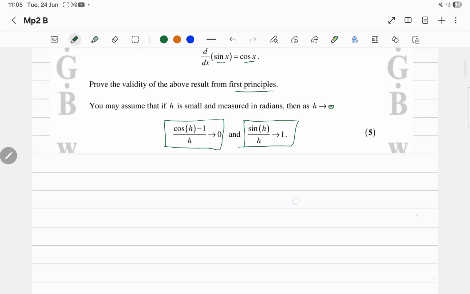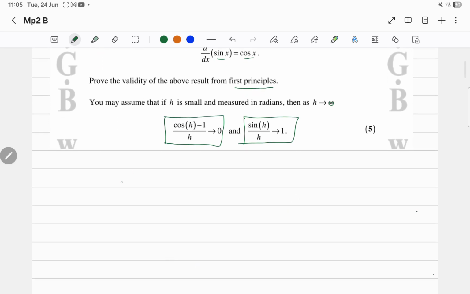So, derivative by first principles. We have the formula for the derivative by first principles, which is f prime of x equals the limit as h tends to 0 of (f of x plus h minus f of x) divided by h, and this formula is given in your exam formula booklet.